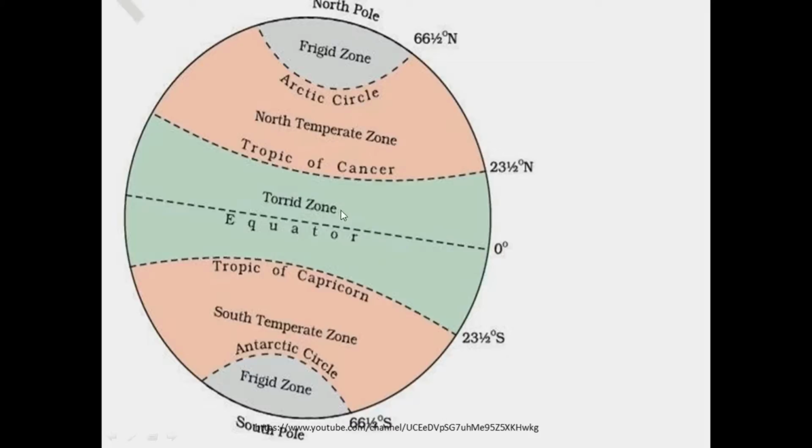And we can see the zones also: torrid zone, temperate zone, north temperate zone, south temperate zone, frigid zone. So we will discuss all these zones in a later video. They are important latitudes, nothing but equator, Tropic of Cancer, Tropic of Capricorn, Antarctic circle, Arctic circle. So 66 degrees. We can also remember the degrees, north pole, south pole, all these things.